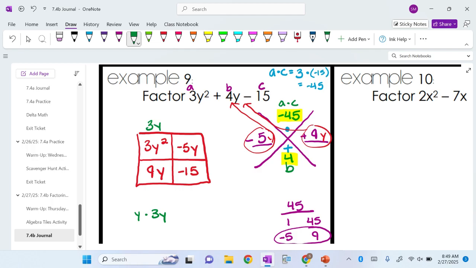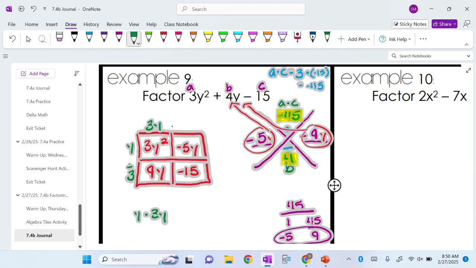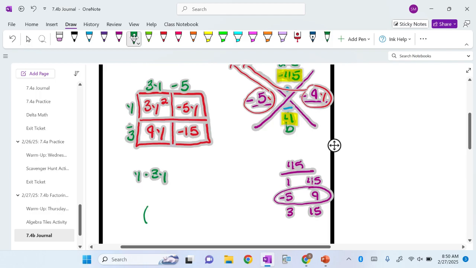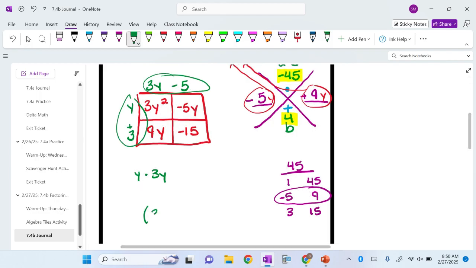Is there any number I can multiply 3y by to get 9y? What number? 3. So that's going to be the placement of our 3y, and then the y goes in the other spot. Now, we already said that 3y times positive 3 gives us the 9y. Now, y times what gives you negative 5y? Negative 5. So our two factors are here and here, so this now becomes 3y minus 5 times y plus 3.